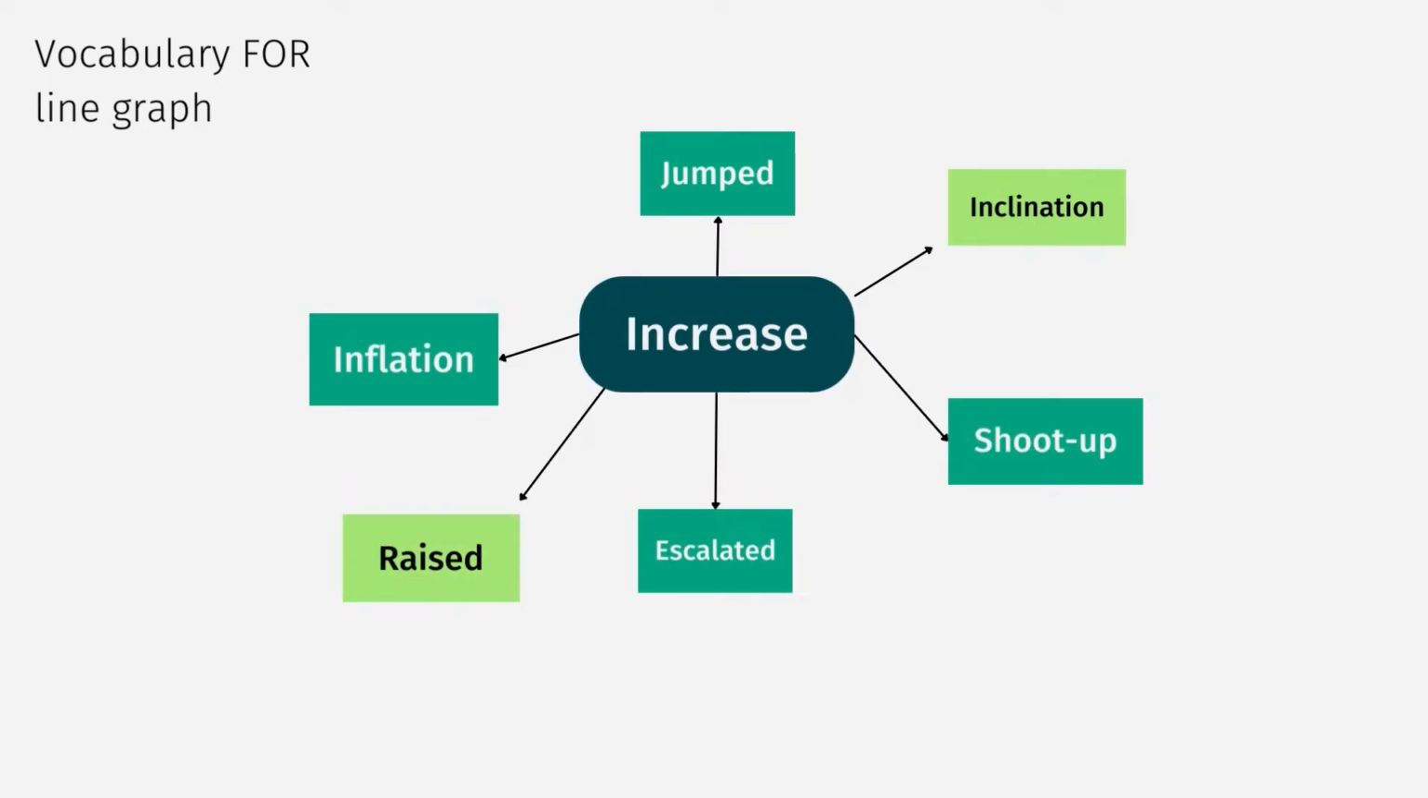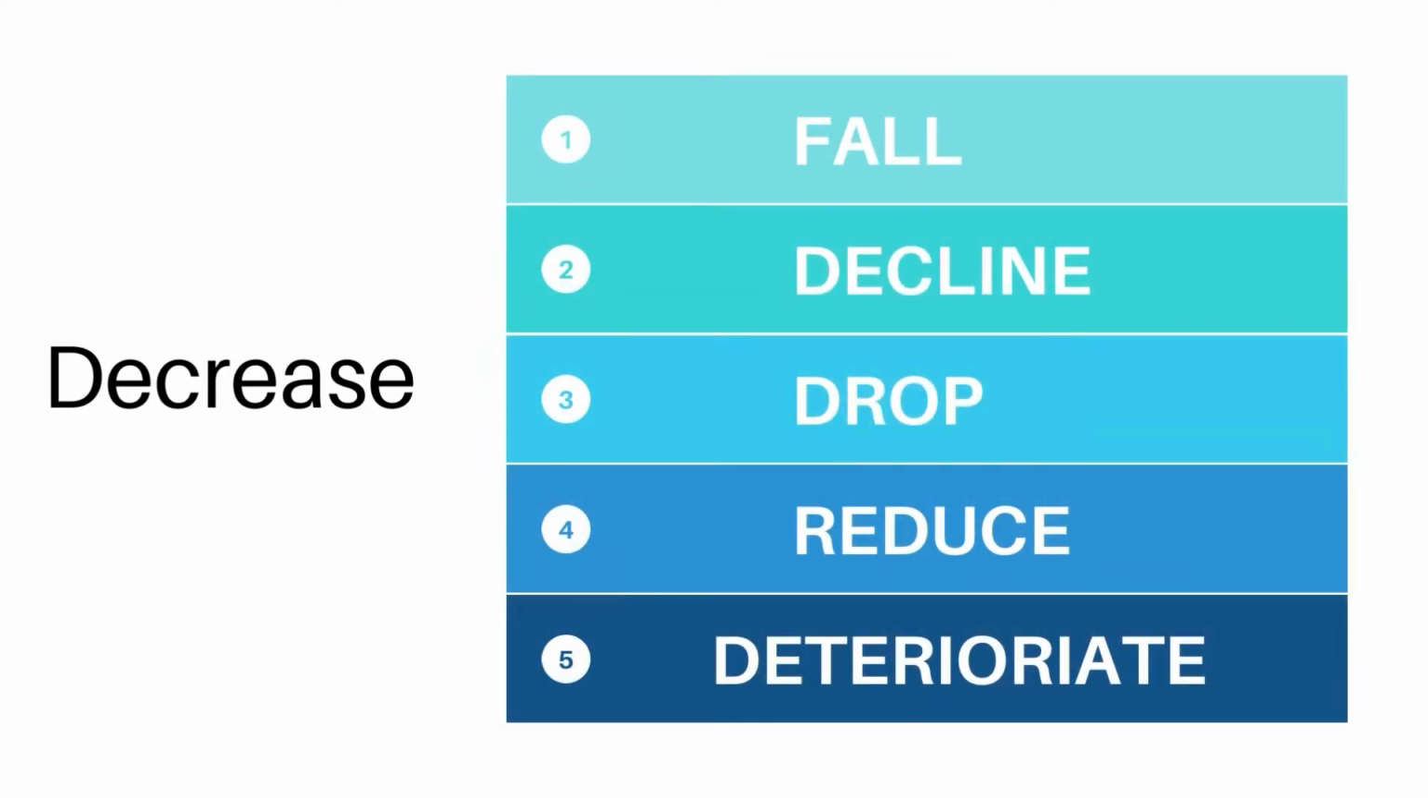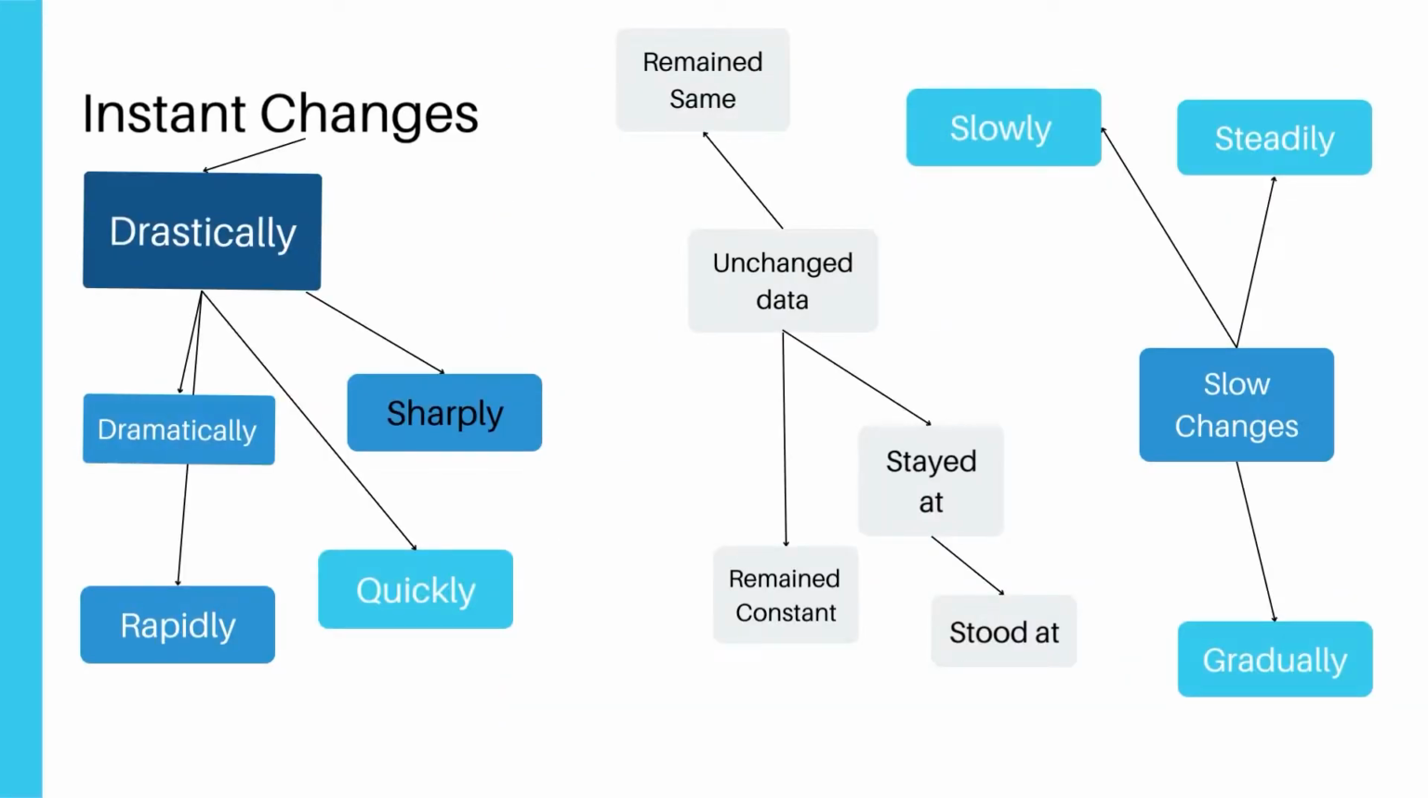Now we'll discuss the vocabulary for line graph. For the increasing trend, you can use the words jumped, inclination, shoot up, accelerated, raised and inflation. For the decreasing trend, you can use the words fall, decline, drop, reduce and deteriorate. For the instant changes, you can use the adverbs drastically, dramatically, sharply, quickly and rapidly. And for the data that remains the same, you can use unchanged, remained constant, stayed at, stood at, and for the slow changes, you can use the adverbs slowly, steadily and gradually.